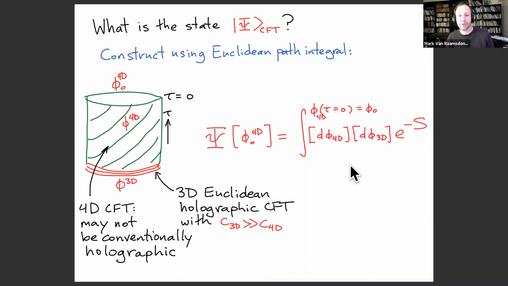Now, the states that I want to talk about are not the vacuum state, but the construction is similar. The construction in this case involves cutting off the cylinder at some previous Euclidean time. And now at this past Euclidean time, I'm going to couple my 4D CFT to some three-dimensional Euclidean holographic CFT.